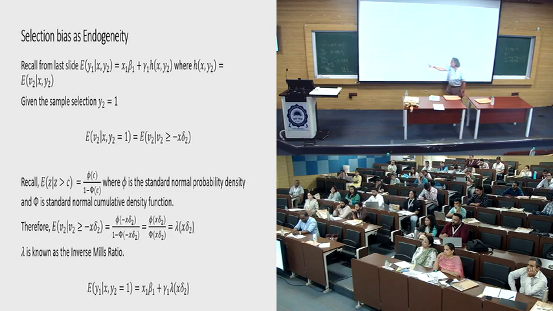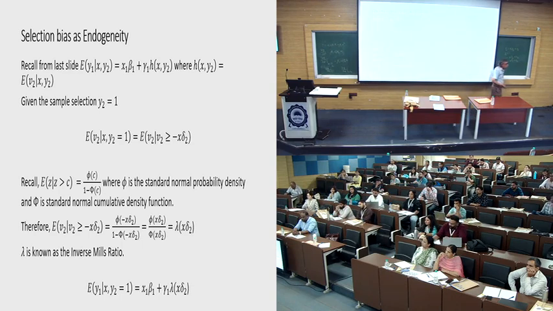Why? Because phi is a symmetric distribution. So 1 minus capital Phi(minus x delta 2) must be equal to capital Phi(x delta 2), which is nothing but what I call lambda(x delta 2). This lambda is nothing but the inverse Mills ratio.